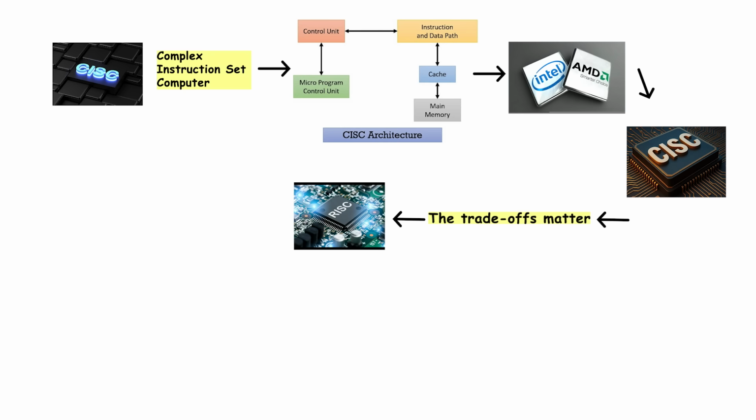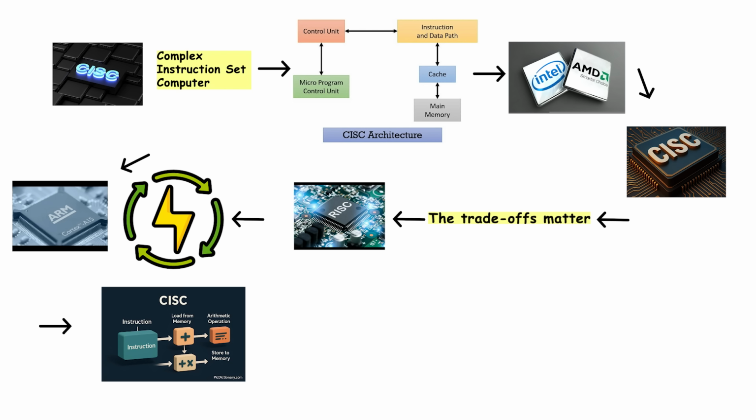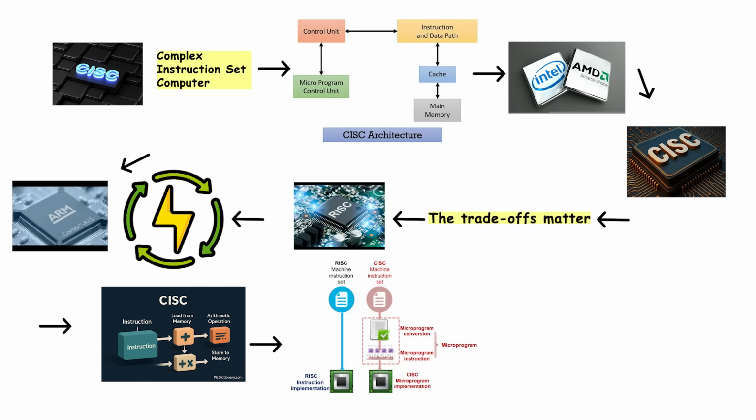The trade-offs matter. RISC is more energy efficient, which is why every smartphone uses ARM-based processors. CISC can do more per instruction, but uses more power and generates more heat. Modern processors blur these lines by converting CISC instructions into RISC-like micro-operations internally.